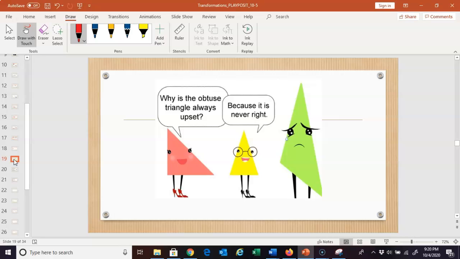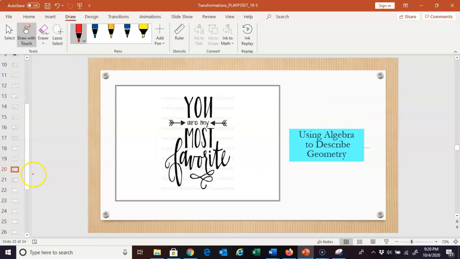Aw, I feel like I've shared this one with you before, maybe not. Why is the obtuse triangle always upset? Because it's never right. Oh, sad.